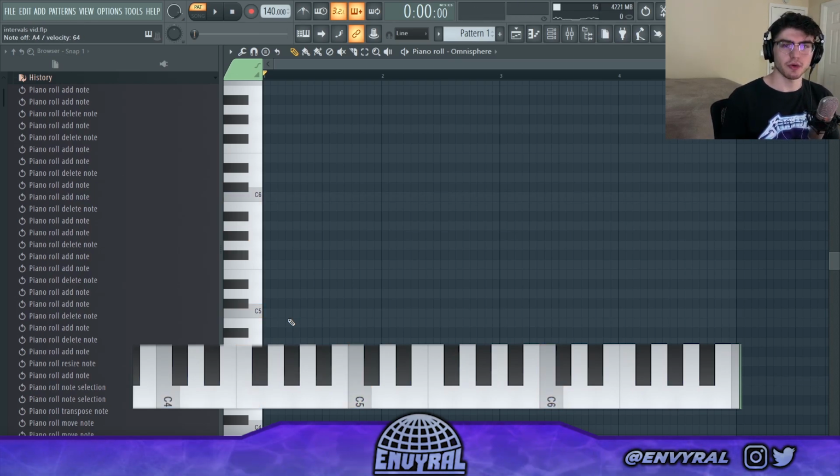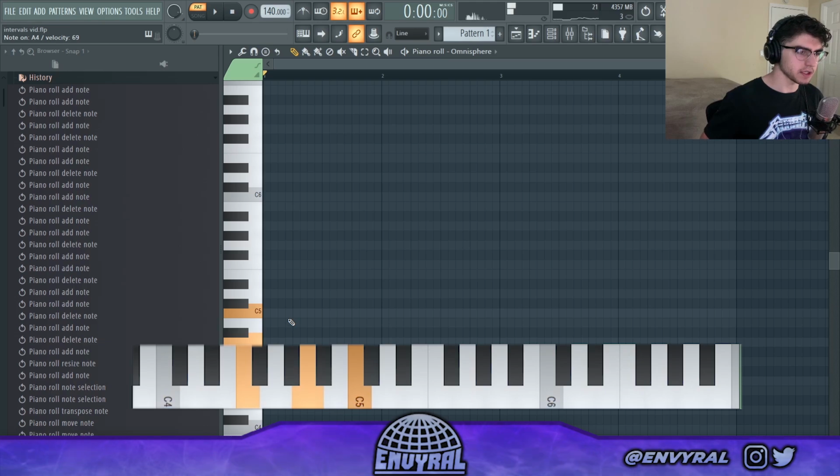But the tension doesn't always have to be dark. It can also be kind of mystical and magical if you play it with a major chord. So I'm playing an F major chord down here, and then I'm gonna play an F and an E.